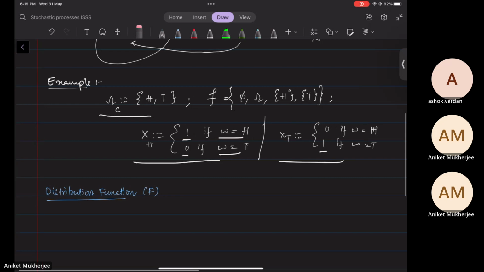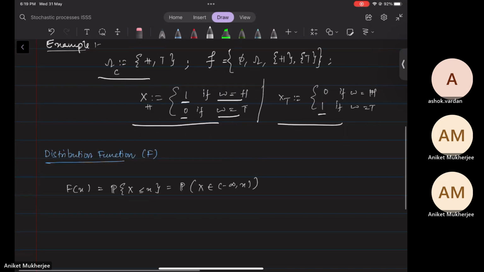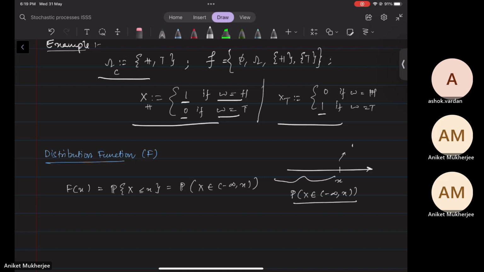So the distribution function F_X is generally written as the probability of X less than or equal to x, which is the probability that X belongs to (minus infinity, x], where x is a real number. What the distribution function does is it takes a real number x and tells you the probability that X belongs to (minus infinity, x]. This value is given by F(x).